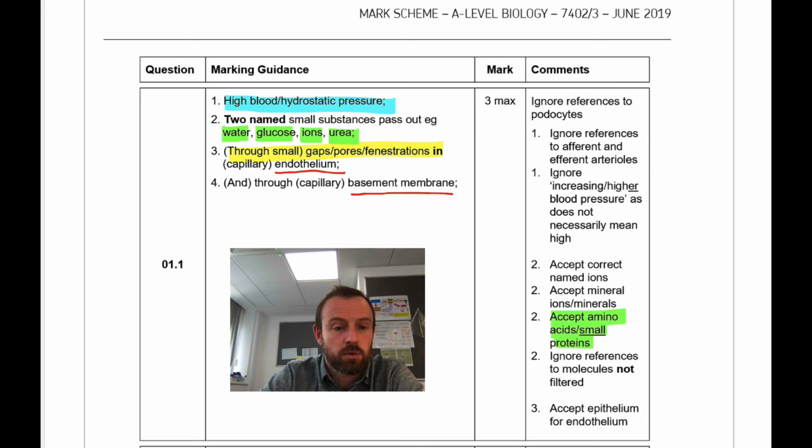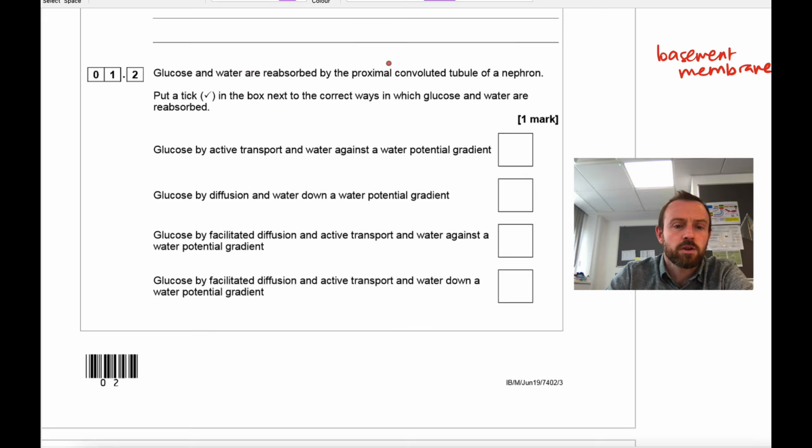Okay, let's move on. Glucose and water are reabsorbed by the proximal convoluted tubule of a nephron. Put a tick in the box next to the correct ways in which glucose and water are reabsorbed. Okay, so let's break this down. Glucose by active transport and water against a water potential gradient. That's certainly not true. It is kind of active transport, it's kind of active transport and co-transport.